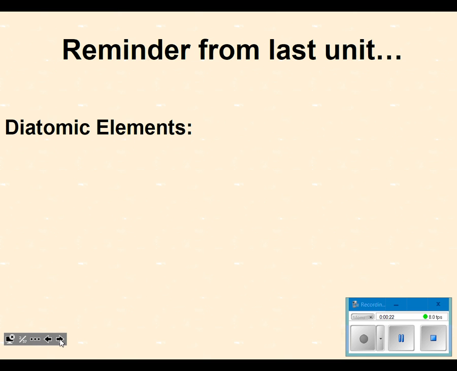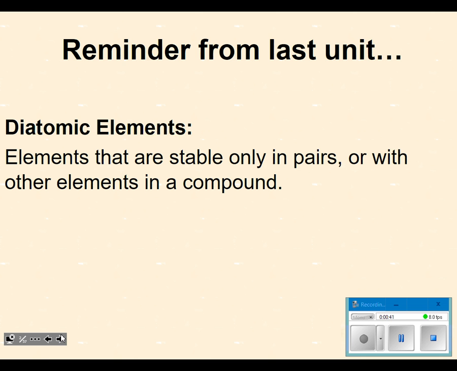I wanted to remind you about diatomic elements. We talked about diatomic elements in Unit 5. And remember, they are the elements that always show up in pairs of 2. And so they are actually their own sort of compounds in themselves. These are the elements that are stable only in pairs, or they'll always be combined with another element in a compound.